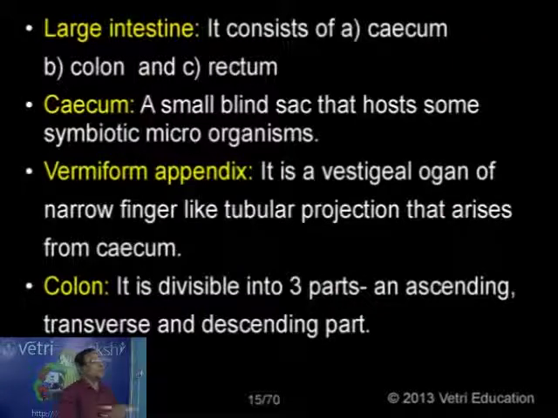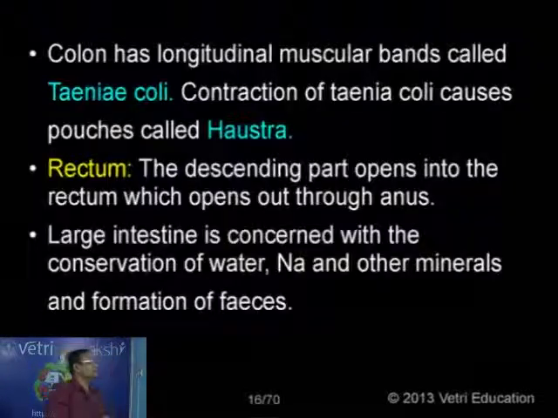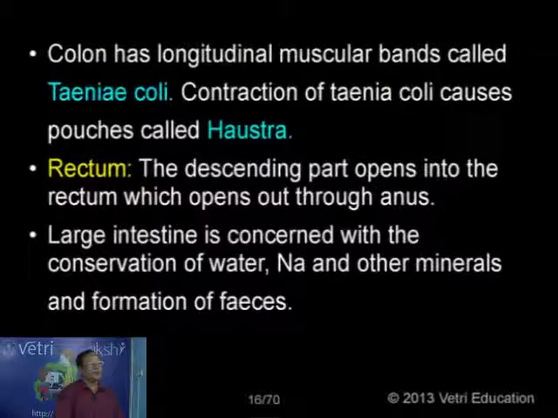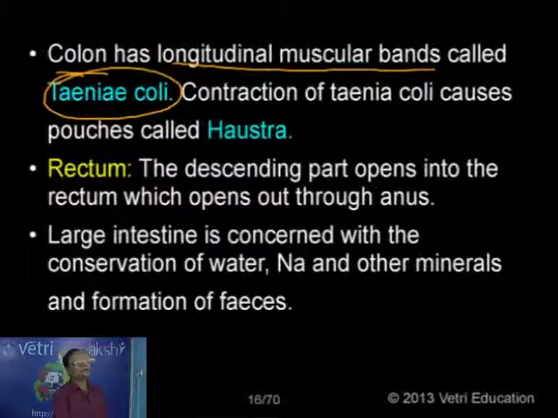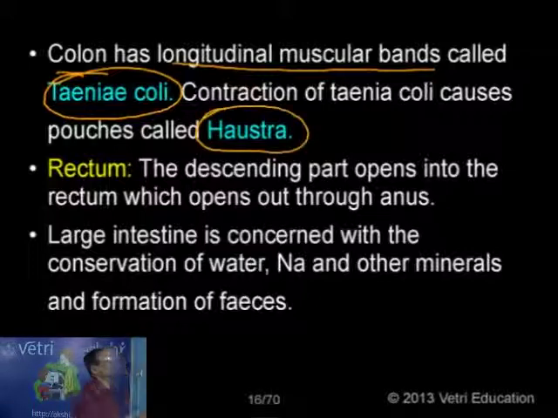So I mentioned the different parts of the structures. Now, there is one component important from the question point of view. The inner wall of the colon has some longitudinal muscular bands extending the whole length of the colon. They are called taenia coli, or taeniae coli, the plural form. When these long muscles contract, some pouch-like structures develop inside the colon, and such pouches are called haustra.